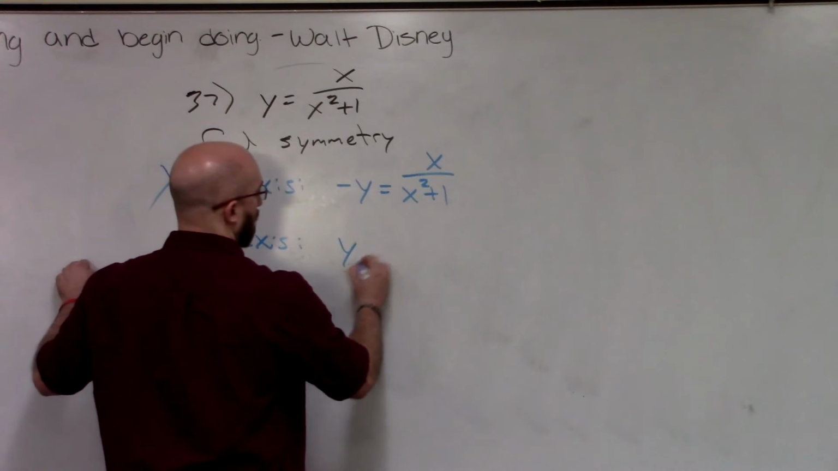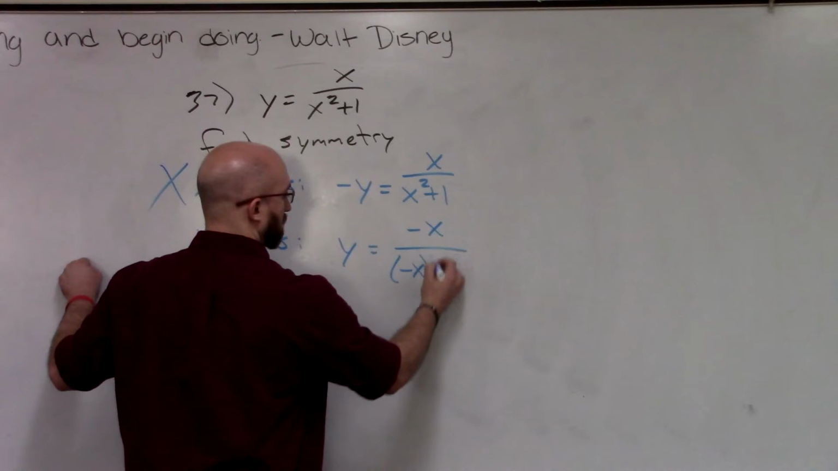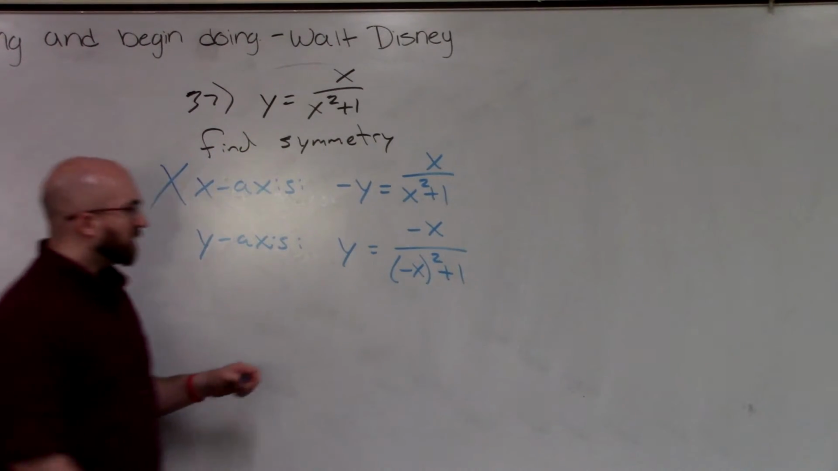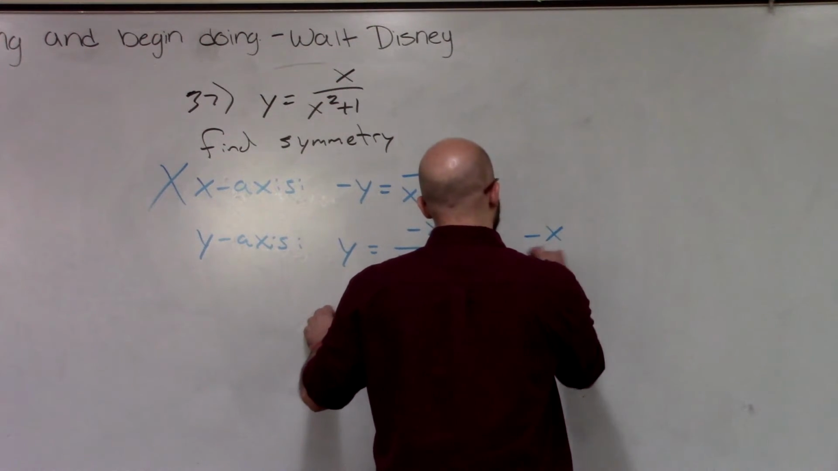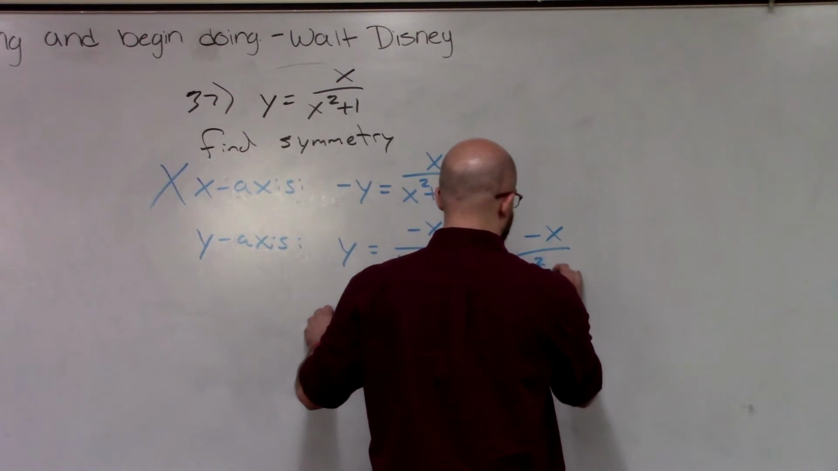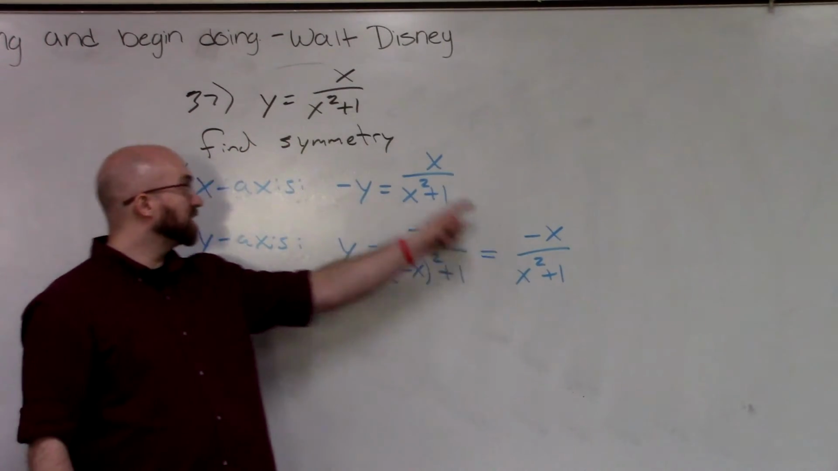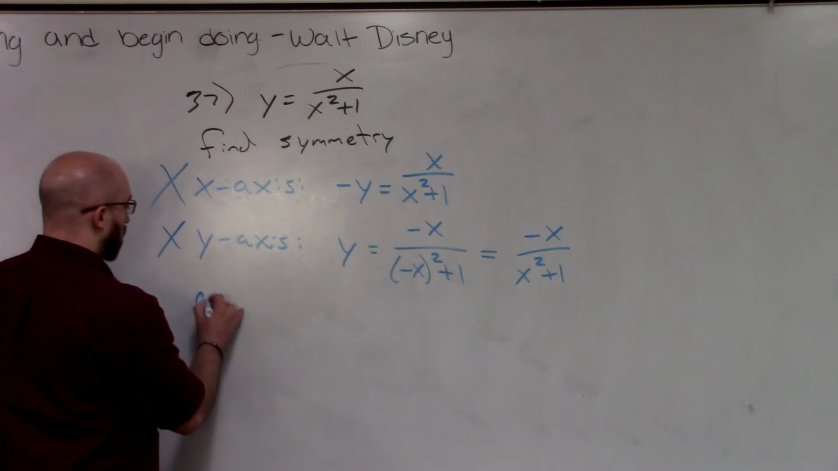We get y equals, remember that's where we change it to negative x. Alright, so if we do some math real quick, this equals negative x squared plus 1. That negative x stays there. It does not equal the same thing, so this one does not work. Last one, origin.